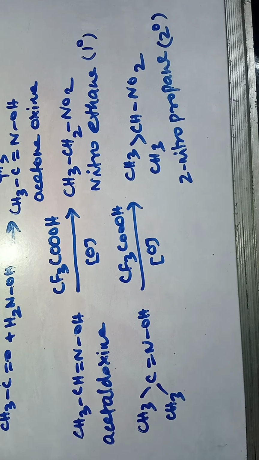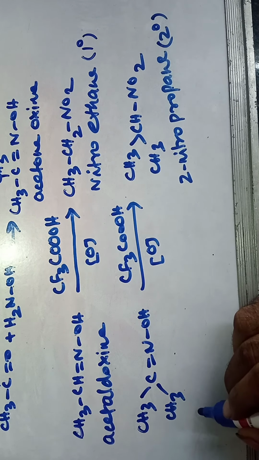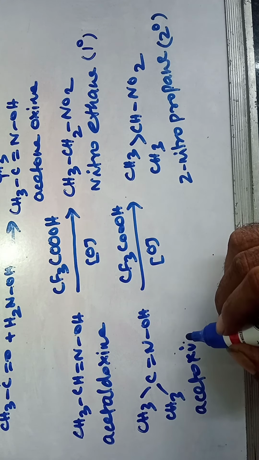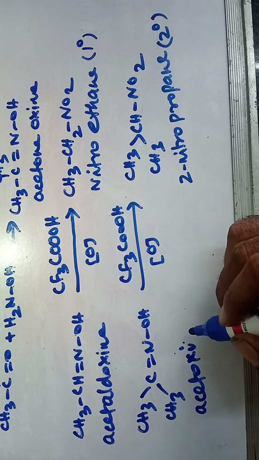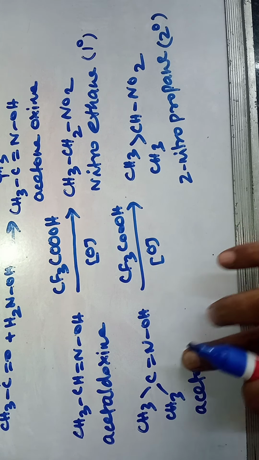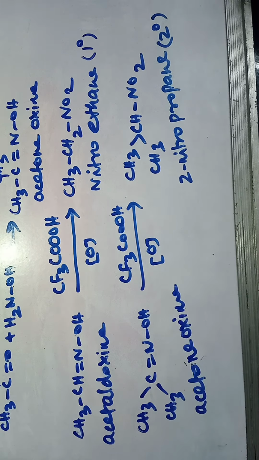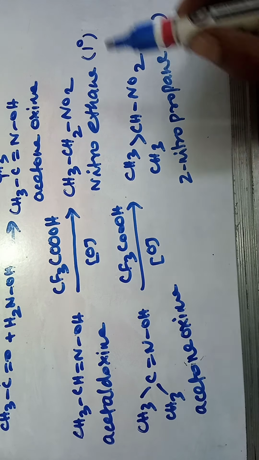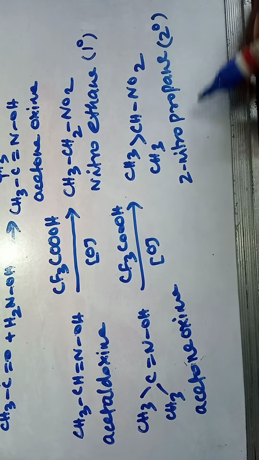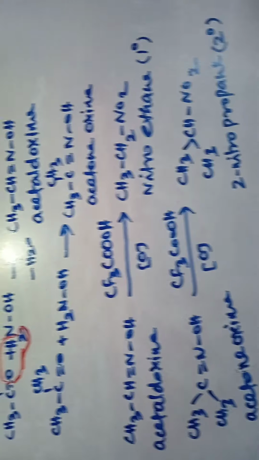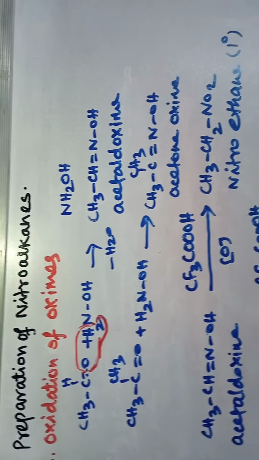So, the oxidation of acetaldioxime and acetone oxime in the presence of trifluoroperoxyacetic acid gives nitroethane, which is a primary nitro compound, and 2-nitropropane, which is a secondary nitro compound. Okay, this is the oxidation of oximes.